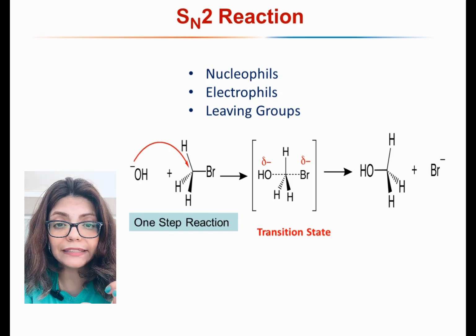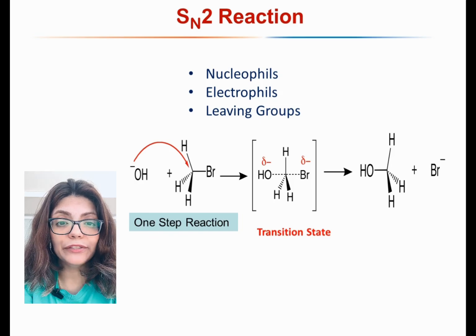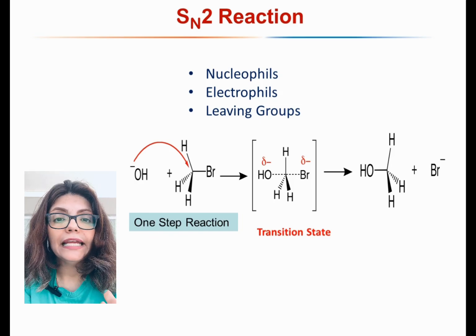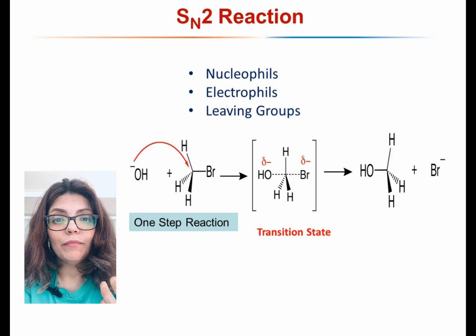And also we should pay attention to the leaving group. Carbon can only have four bonds, so it should lose another atom when the hydroxide attacks. Here we lose the bromine atom, and at the end we have methanol and bromide.